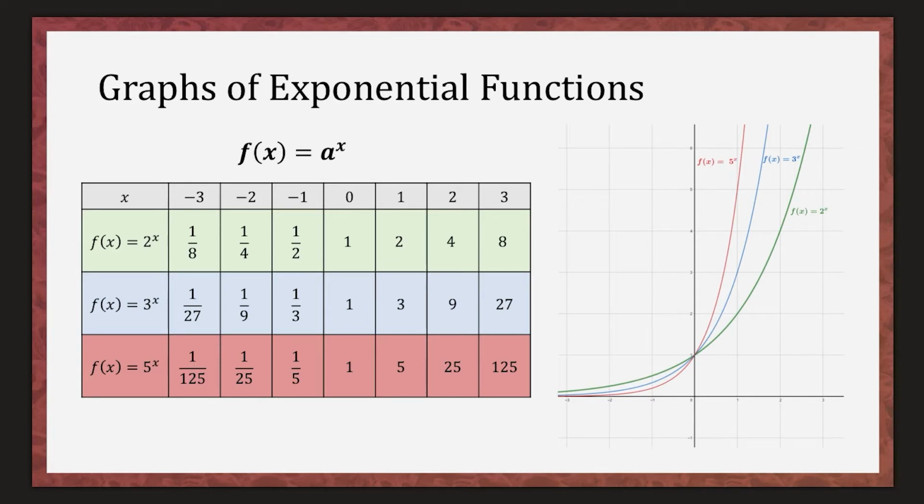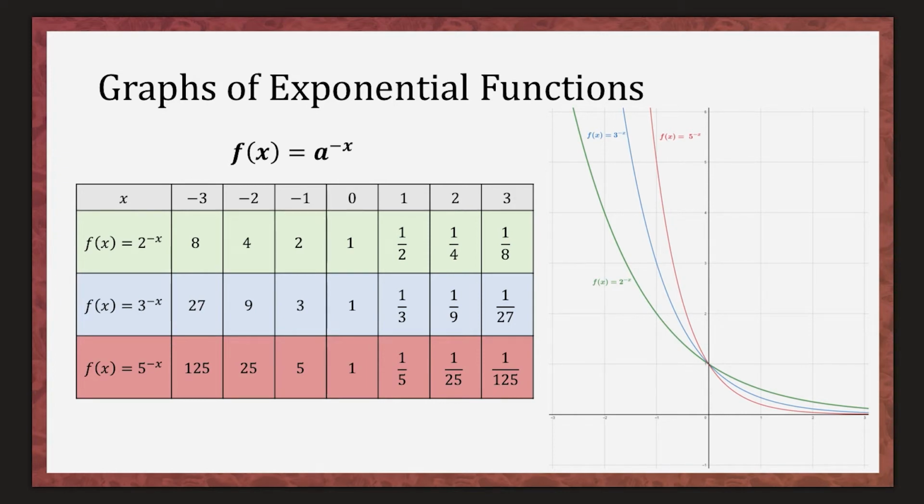Exponential growth will have an exponent that is your input variable, and then the base of that exponential function is called the growth factor. And so the higher the growth factor, the faster the exponential function grows. So these three functions show exponential growth.